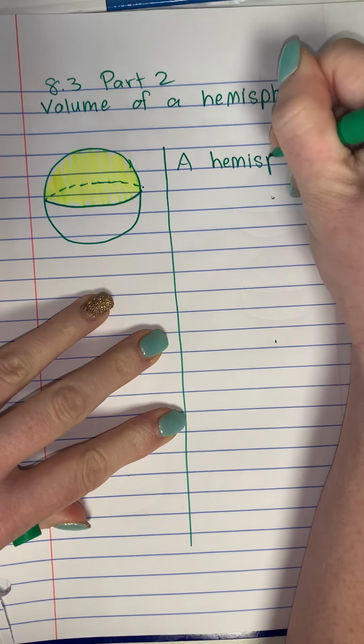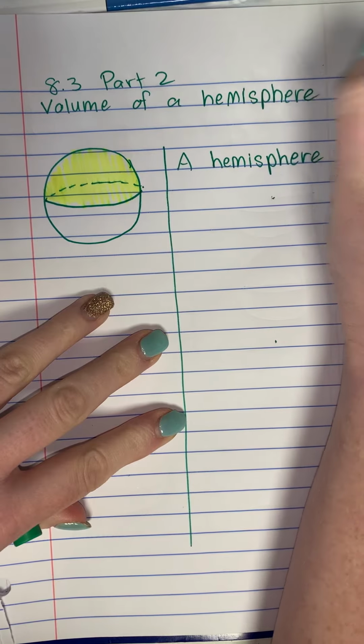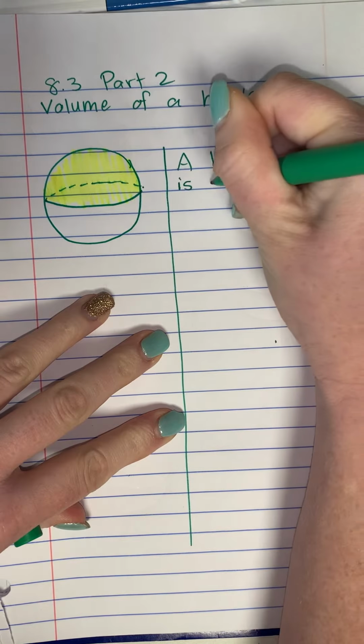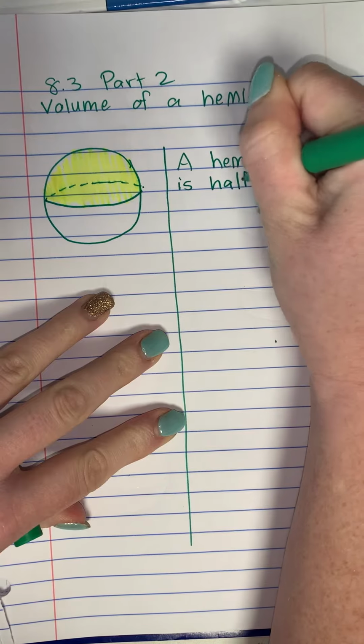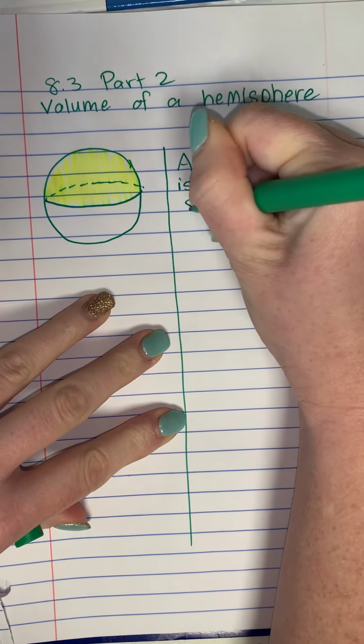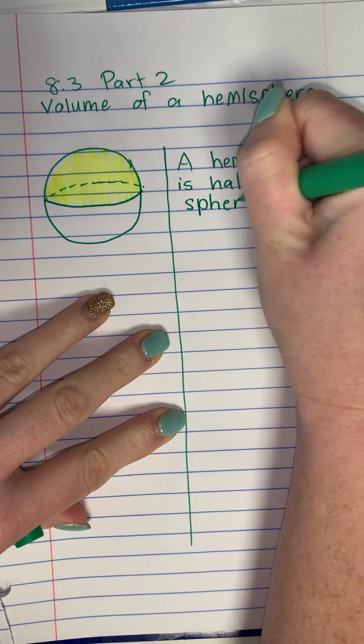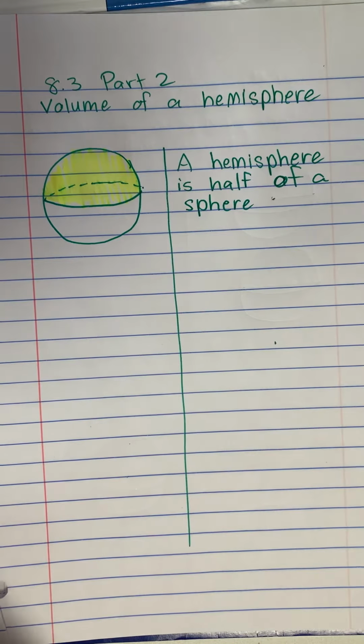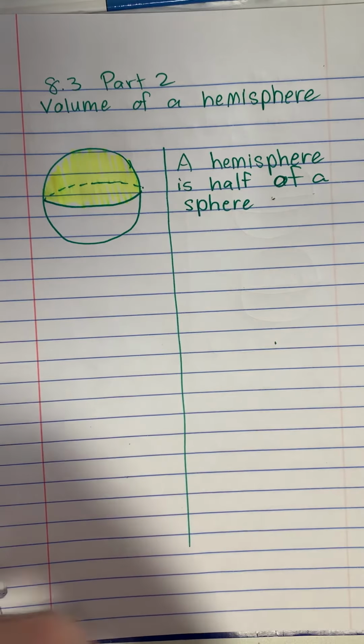A hemisphere is half of a sphere. It could be the top, it could be the bottom. It doesn't matter. It's just half of it. So how do you find the volume?